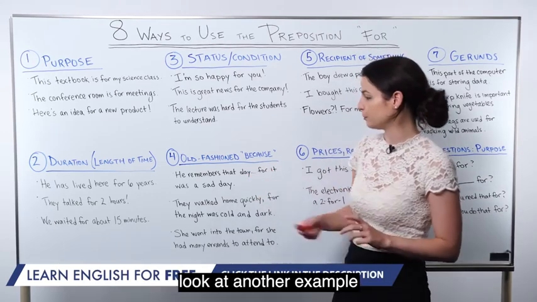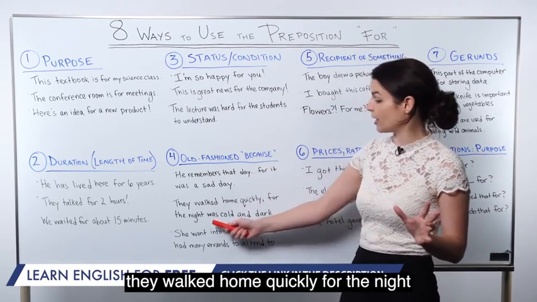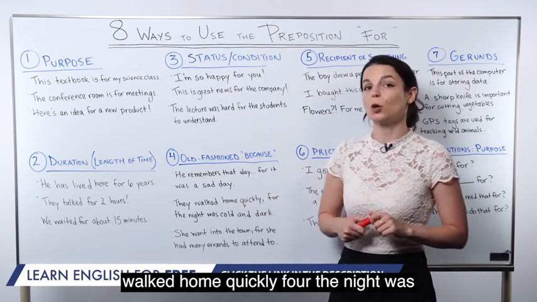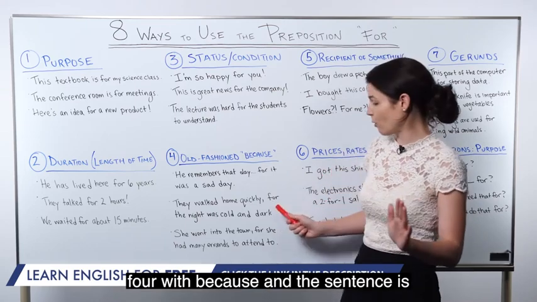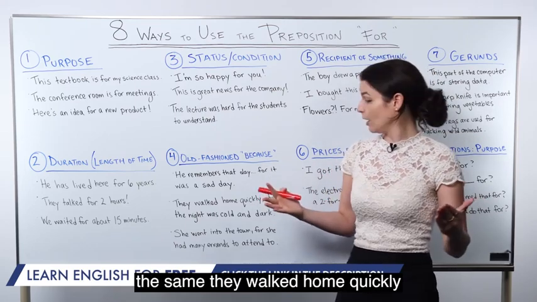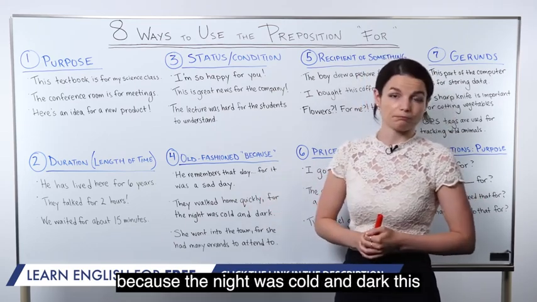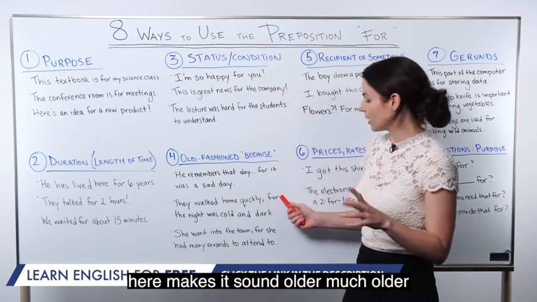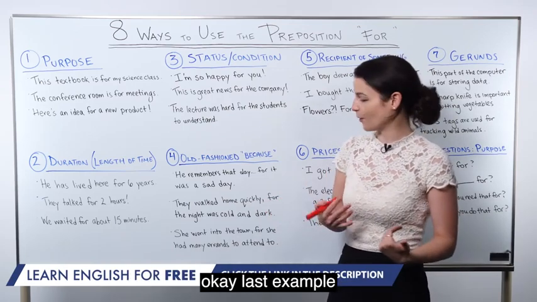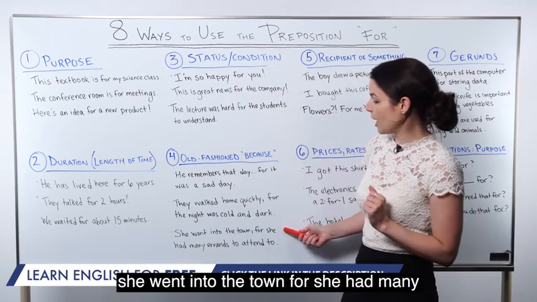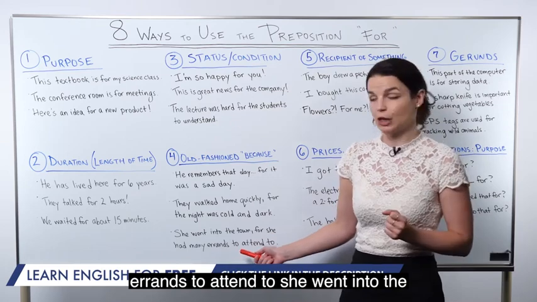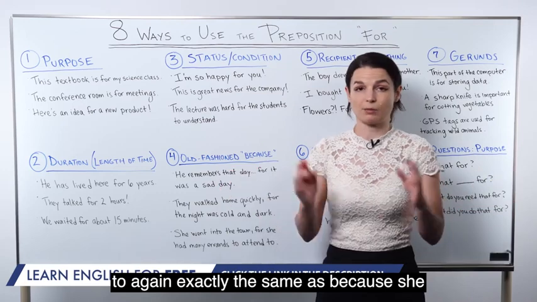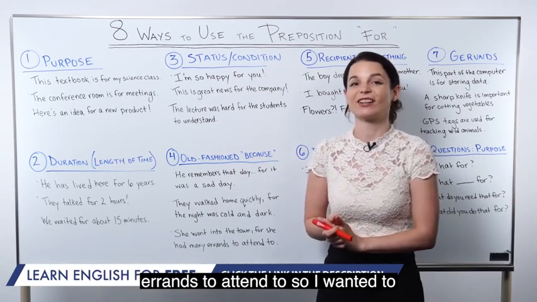Let's look at another example. They walked home quickly, for the night was cold and dark. Again, we can just replace "for" with "because," and the sentence is the same. They walked home quickly because the night was cold and dark. This is a much more natural sentence in today's modern English, but using "for" here makes it sound much older. Okay, last example. She went into the town, for she had many errands to attend to. Again, exactly the same as "because." She went into the town because she had many errands to attend to.